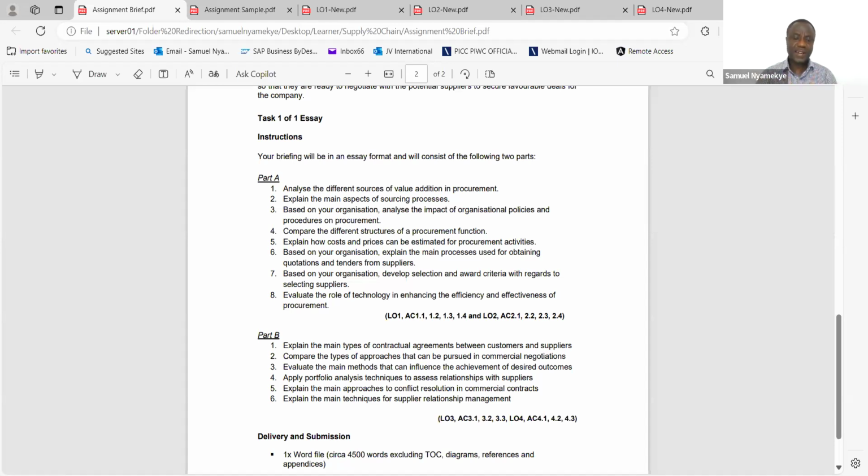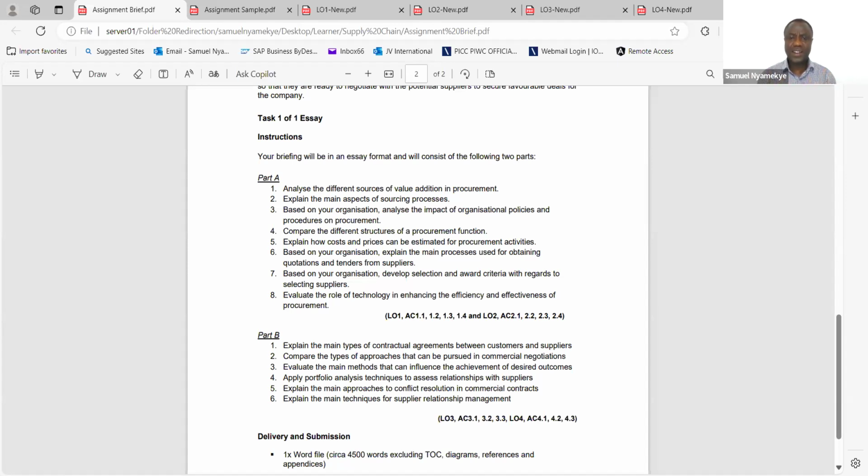Then after you've done your part B, you do the summary. So the summary is a conclusion of all the issues that you've raised, and be careful not to bring in any new information. It's just a summary of what you've discussed so far. What you said you were going to set out to do, have you been able to achieve it? Have you been able to cover everything? So that is the summary.